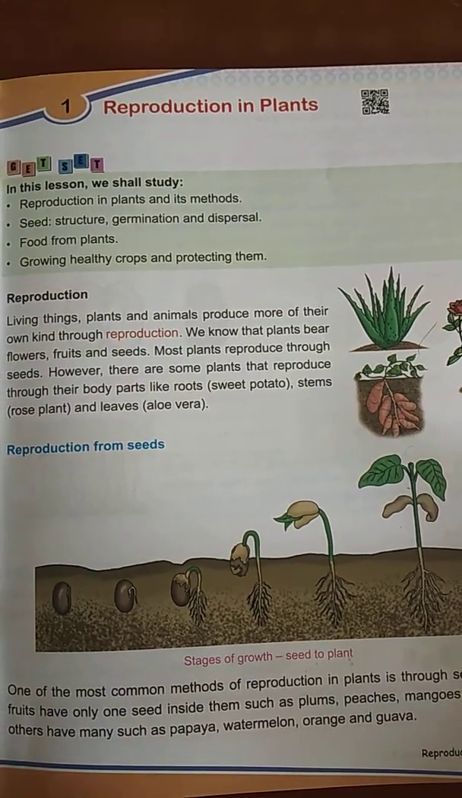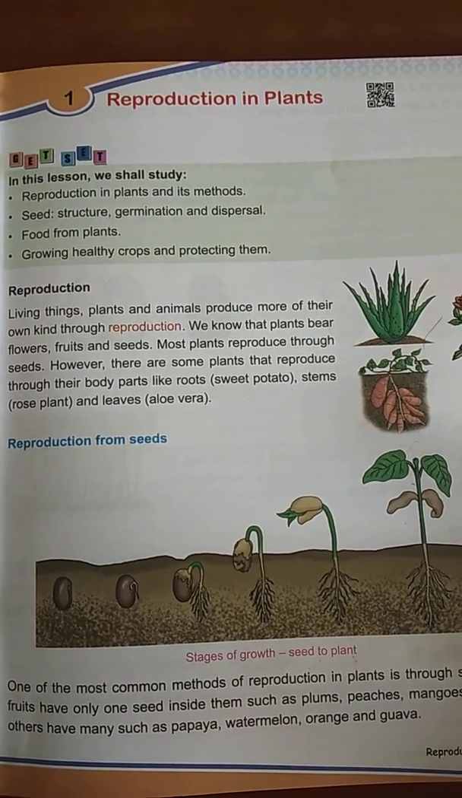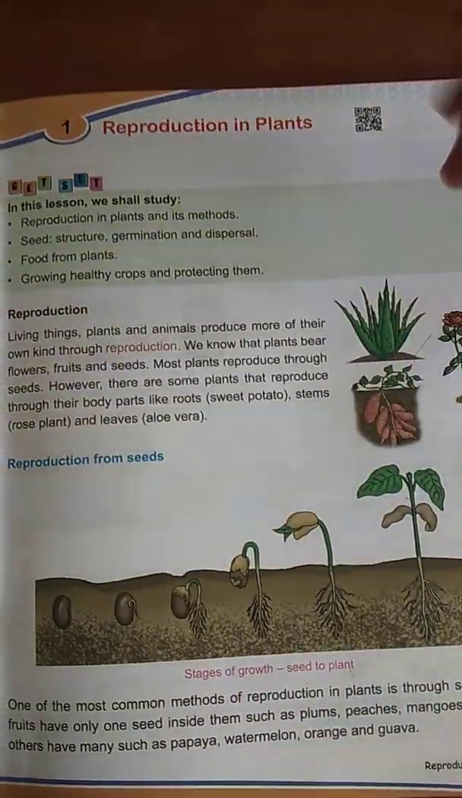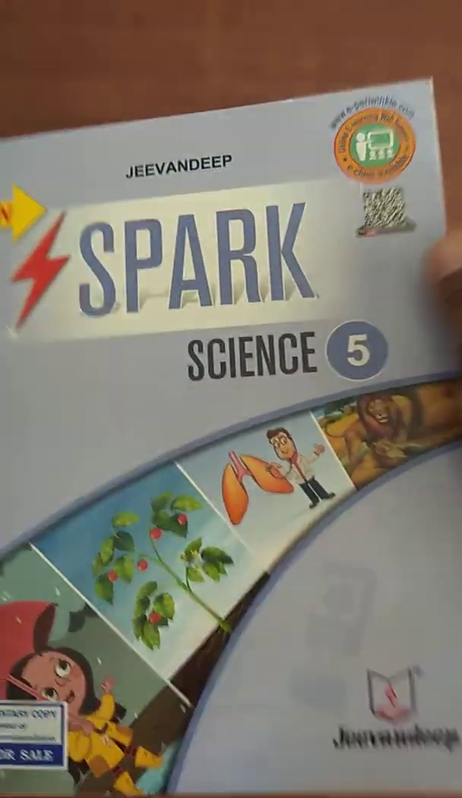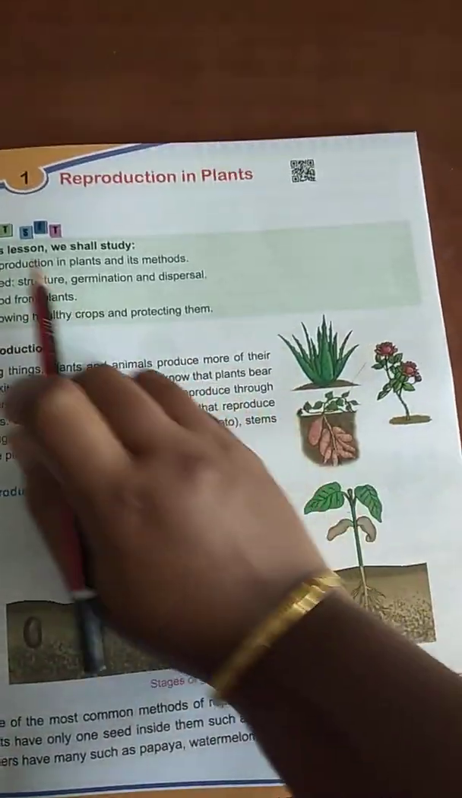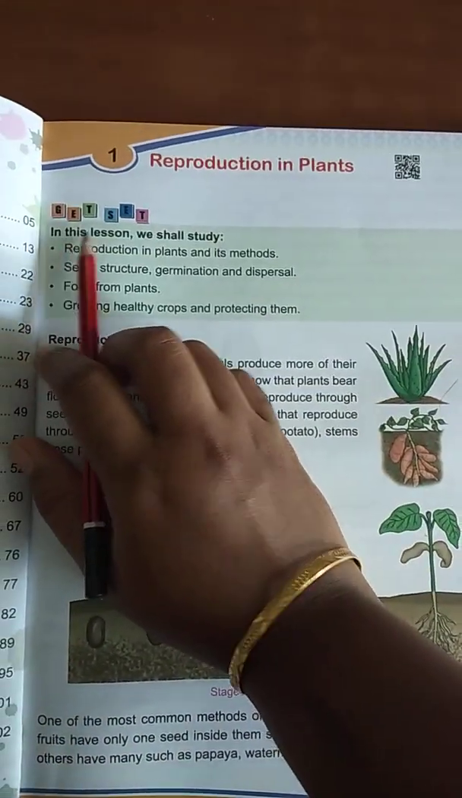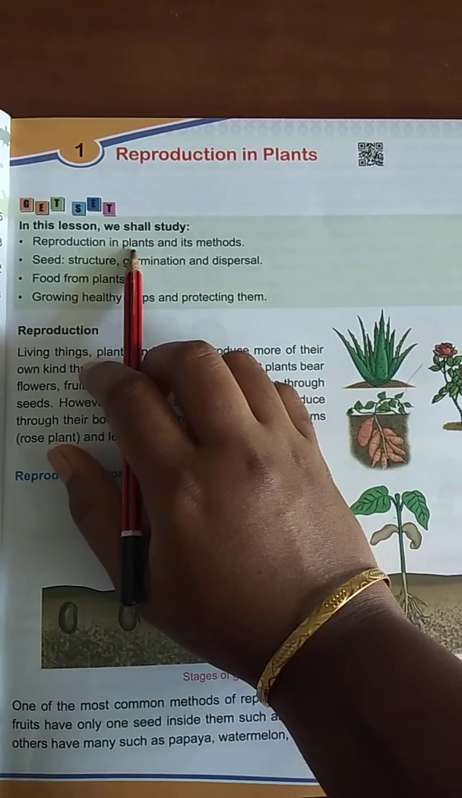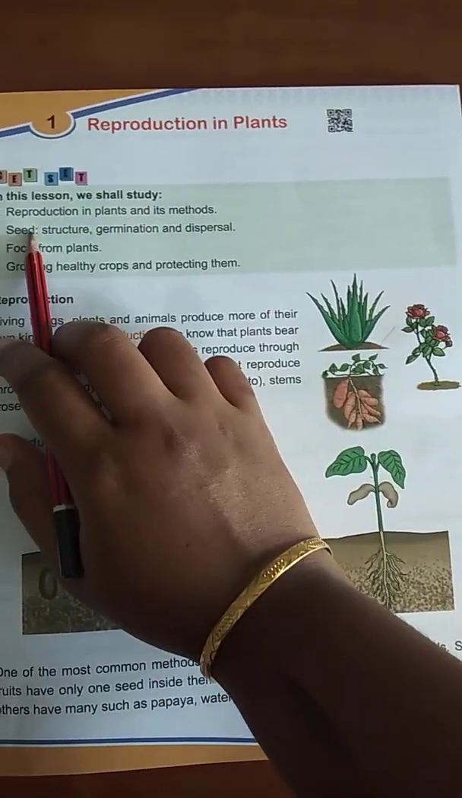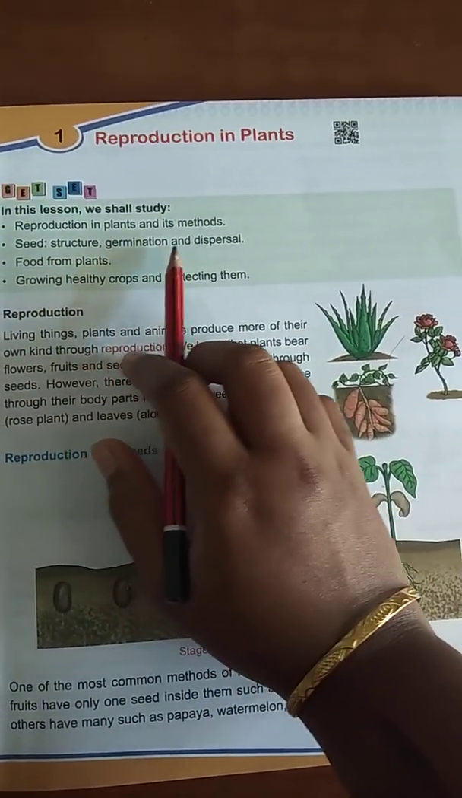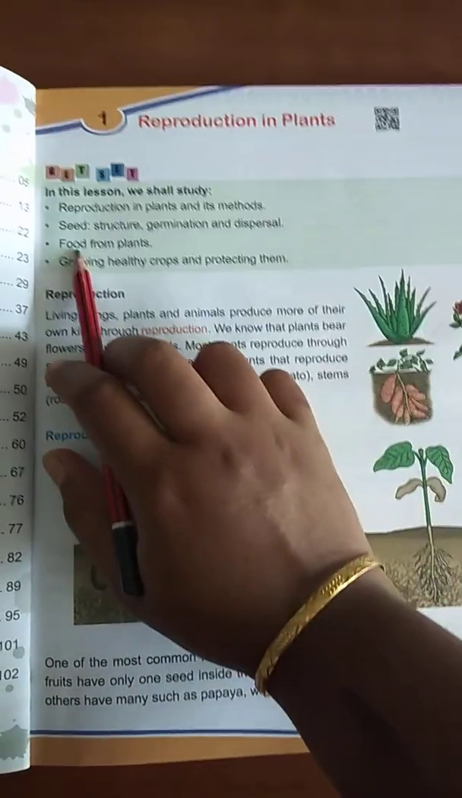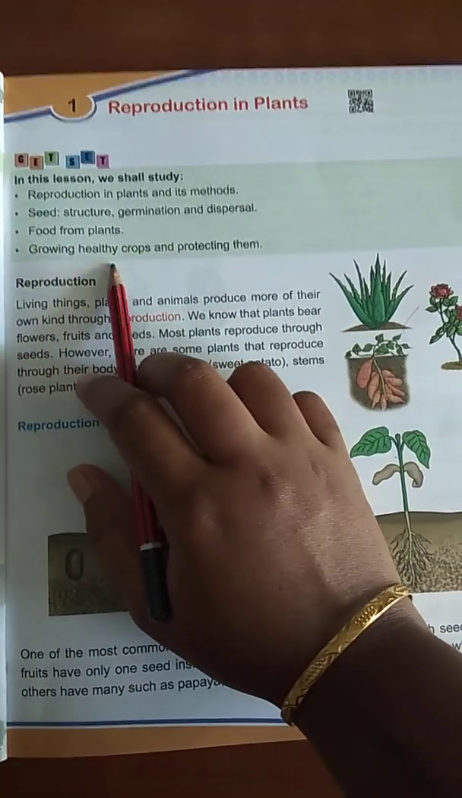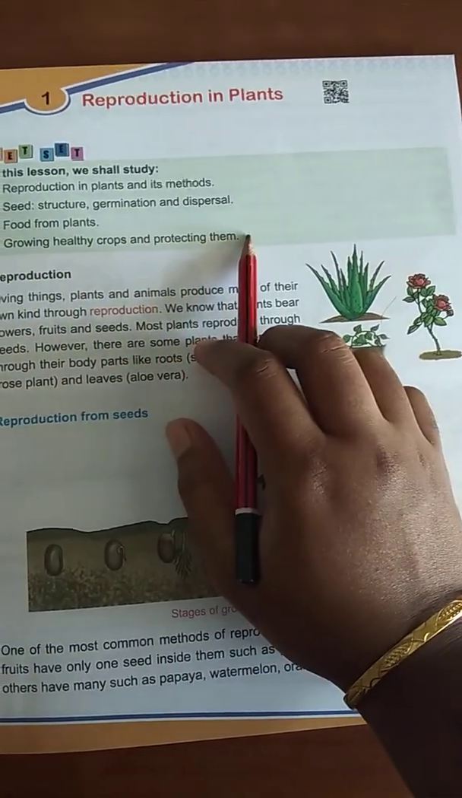Hello students, let's begin today's first chapter, Reproduction in Plants. This is class 5th. In this lesson we will be studying about reproduction in plants and its methods: seeds, structure, germination and dispersal, food from plants, growing healthy crops and protecting them.